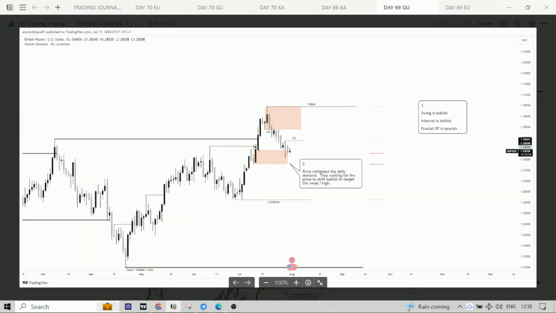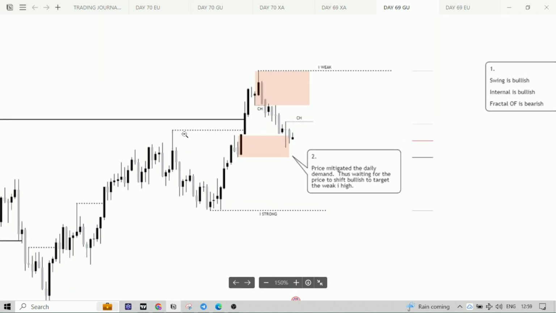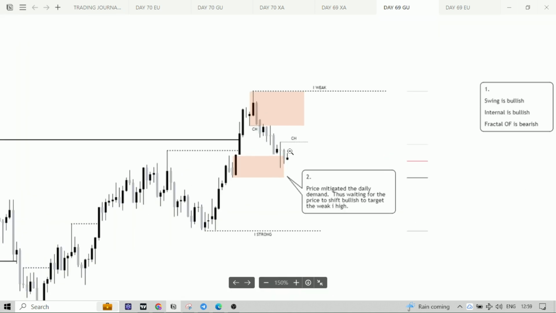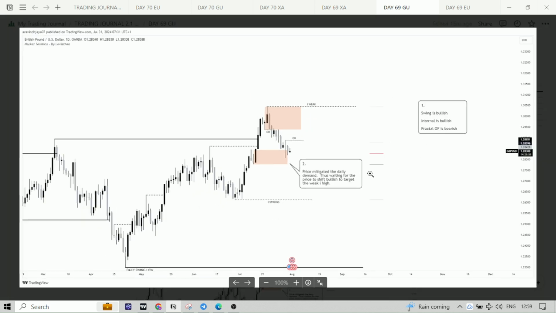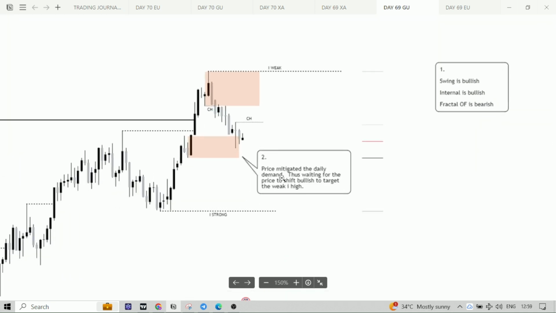So let's start with the daily analysis. The swing is bullish and the internal is bullish and it has come to this demand zone. So what I expected is that price rejected off from this demand zone and there is an inside bar. So possibly this is a sign of indecision. I expected the price to go up and make a bullish chop so that it can start going up and take out this weak internal high. That was my expectation. And you can see price mitigated the daily demand, thus waiting for the price to shift bullish to target the weekend run.